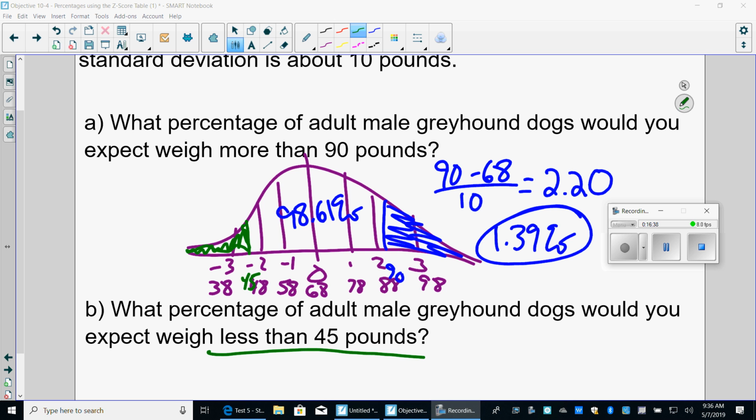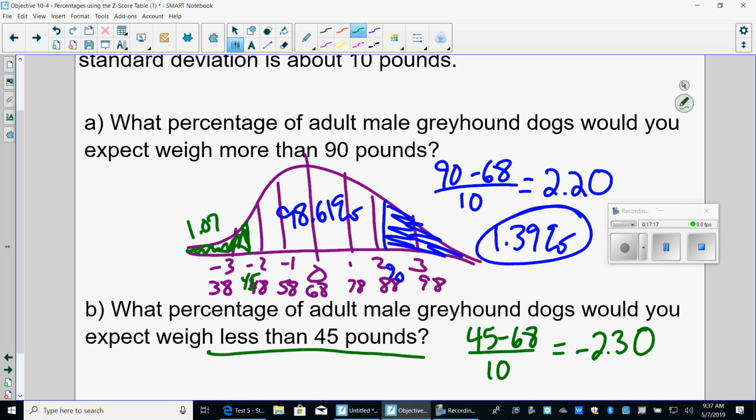So we're going to do 45 minus 68 divided by 10, and that gives us negative 2.3. What's the hundredth? 0. You have to be careful because on the negative side, where's 0? On the far side. So it would be 0.0107. If we moved it, it would be 1.07%.